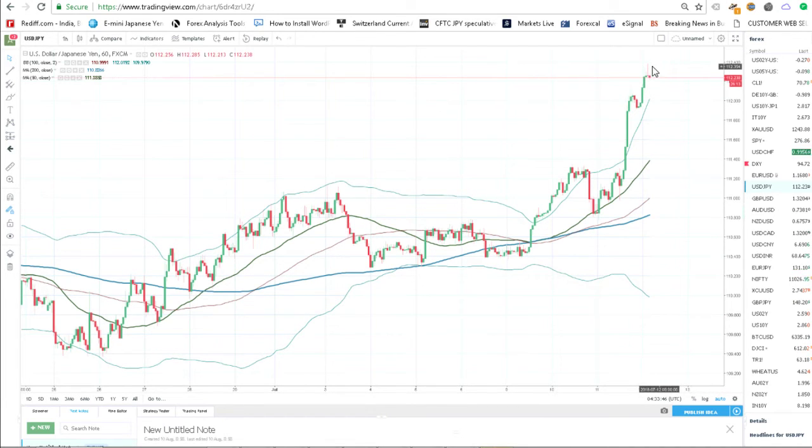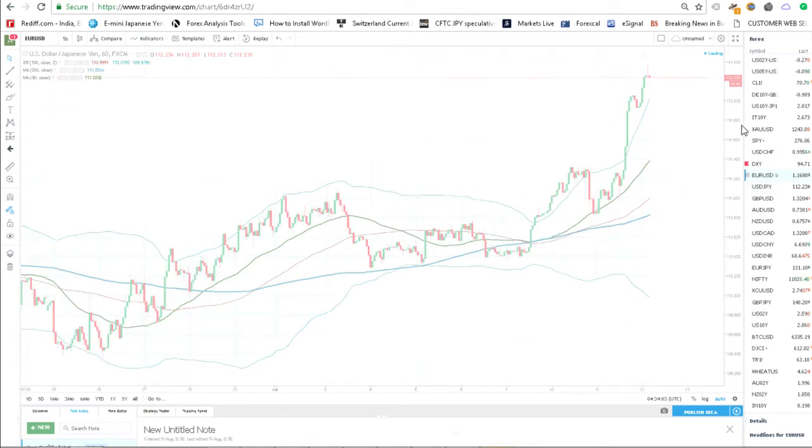But if you don't get it, then well, you'll have to wait for 113 and then wait for the correction down to 112 before you can take another long. So that's USD JPY, a good breakout. That's a confirmed breakout for us. That one we are very happy about. We've been suggesting it to you.